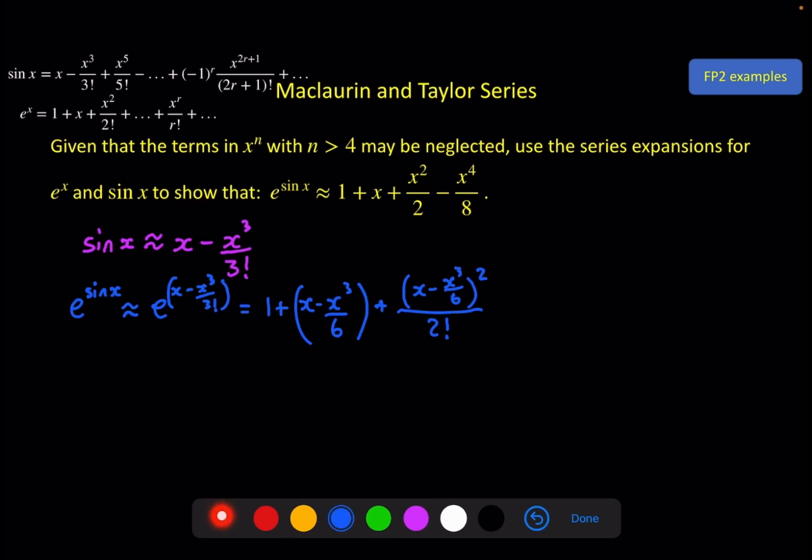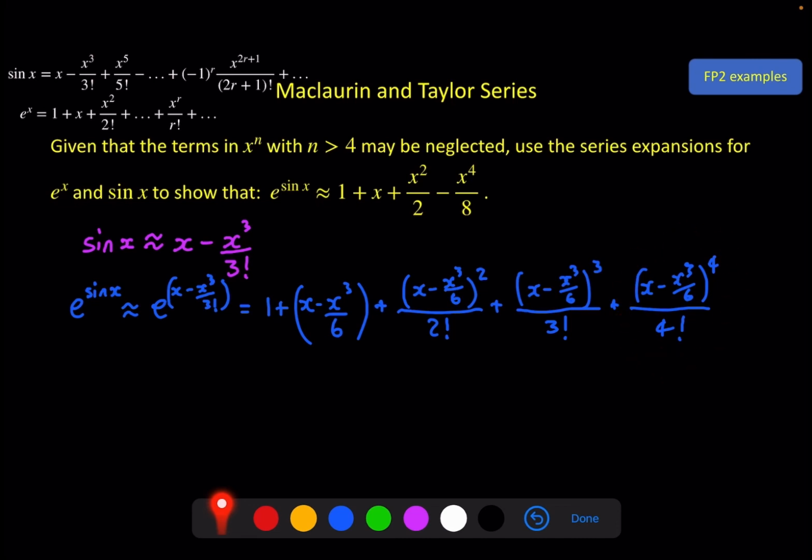Going on to the next one, this would be following the pattern, x minus x cubed over 6, cubed, over 3 factorial. And again, I do need to consider this. Even if some of these terms are bigger than x power 4, I know that x cubed, this bit, will not yet be bigger than power 4, so there are parts of this term that I will need. Continuing on, x minus x cubed over 6 to the power 4 over 4 factorial. And again, at the very least, this one power 4 will still be part of my terms that I need. There's at least one part of this that I will need to consider.